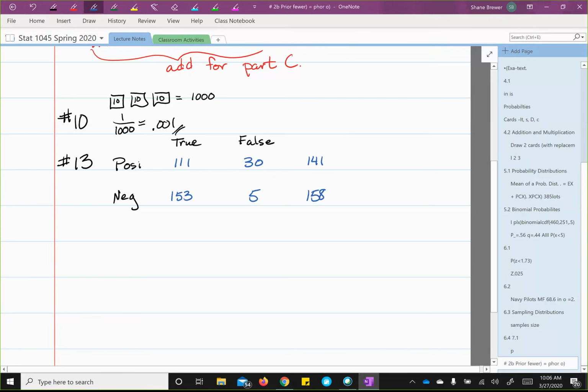Okay, so once you have that table, you should be able to answer the questions. The total number of subjects was simply 299. That was easy, just adding up those two. Now, how many did not use marijuana? Well, which ones did not use marijuana? The true negatives and the false positives, right? So that's 183. Is that right?